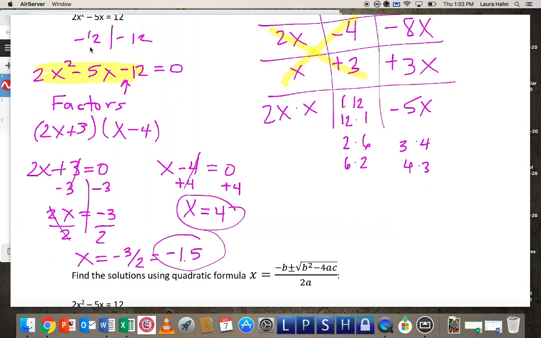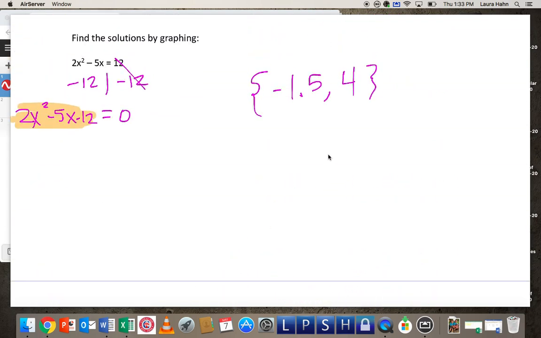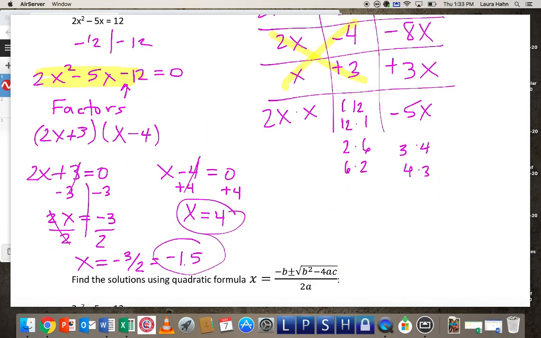Notice, same exact problem we did before using the graphing calculator. Look at my two answers. These are the answers we got when we did it by graphing. They have to be exactly the same, exact same equation. We just did it a different method. So it crosses the x-axis at negative 1.5 and 4.